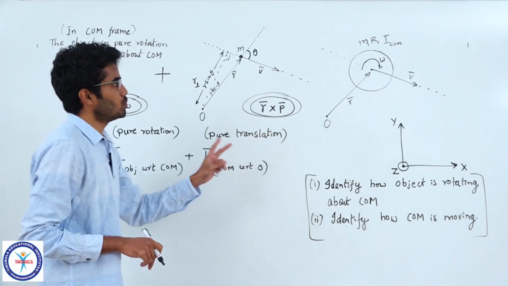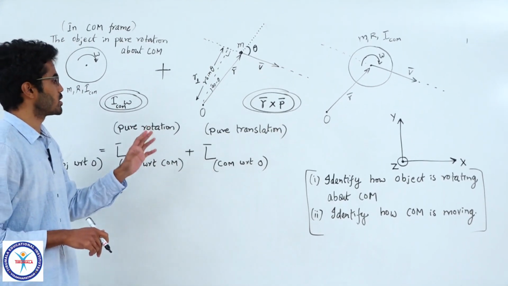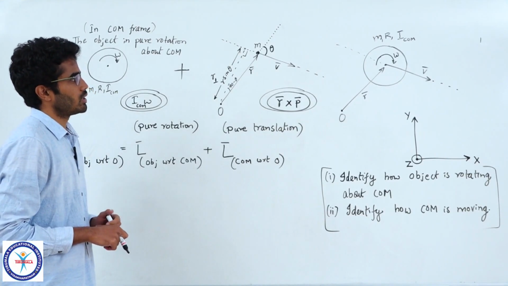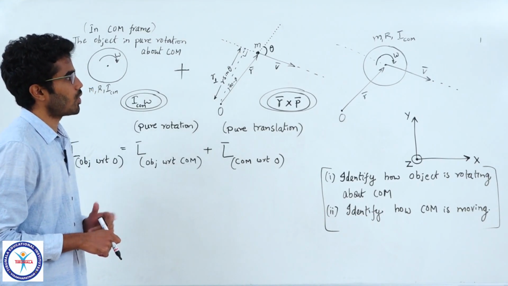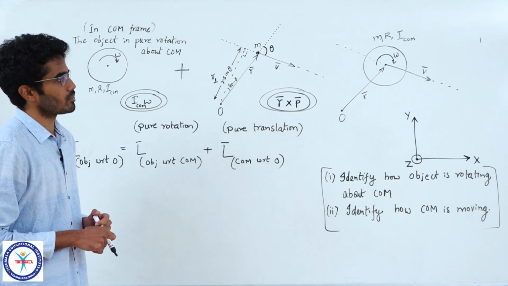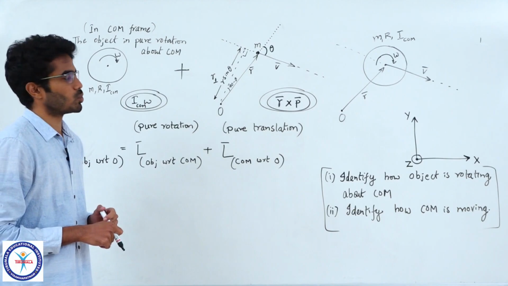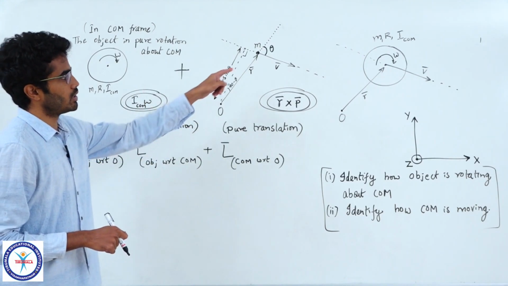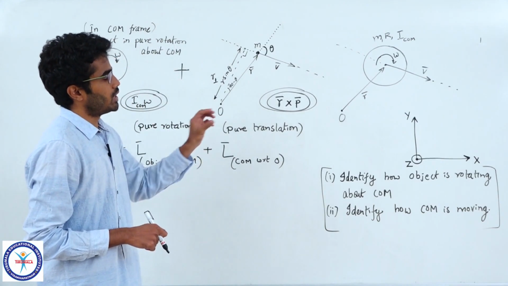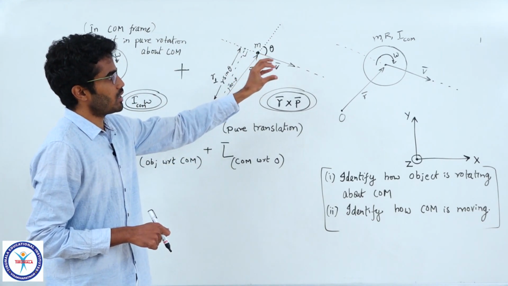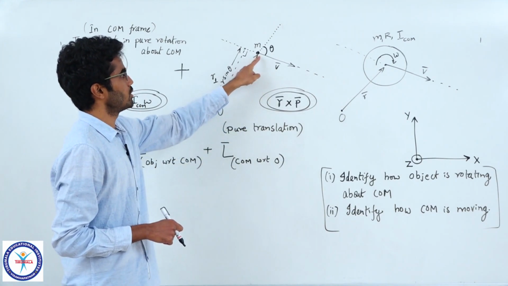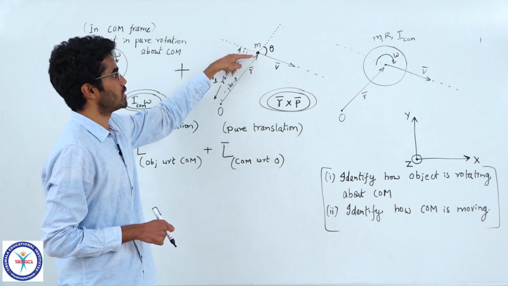So, we break this into two systems. One is pure rotation and another is pure translation. That is the idea. Now, how do you do it? The first thing you need to notice here is how the object is moving, the translation, the line along which it is moving. Then we reduce the entire mass to a point mass which is located at the center of mass. Here I am showing it with this dot.